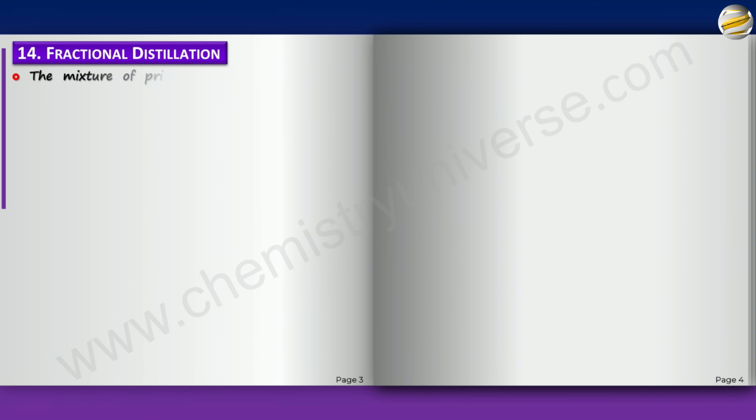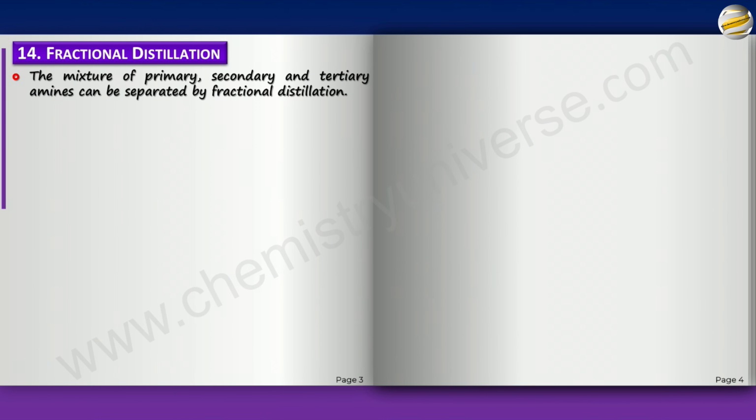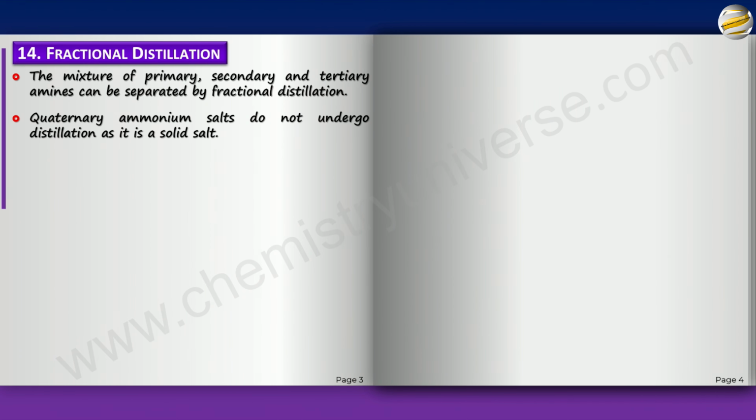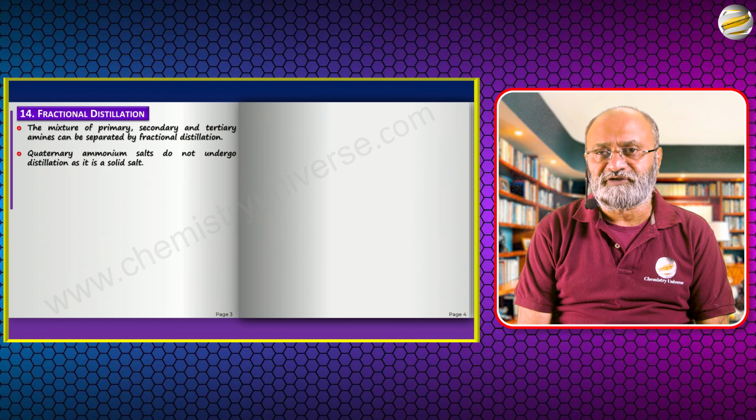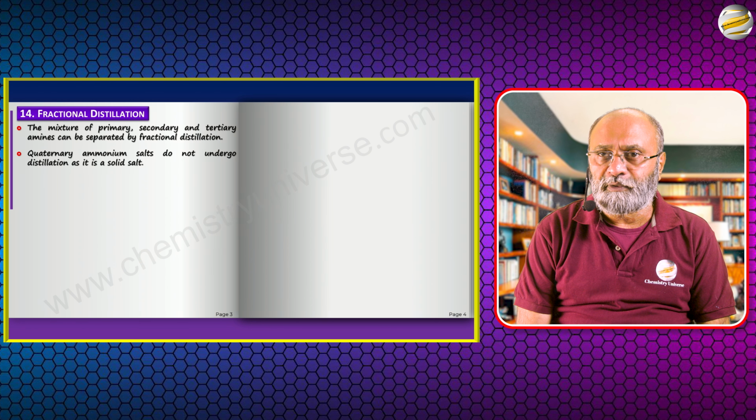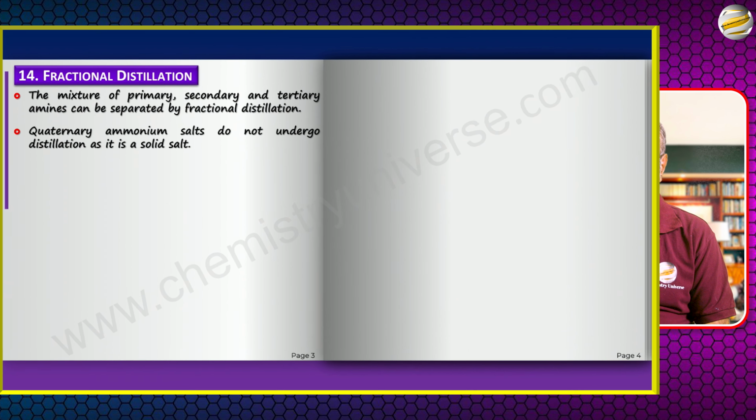The next one is called fractional distillation, which we already know what that is. The mixture of primary, secondary and tertiary amines can be separated by fractional distillation. And quaternary ammonium salts do not undergo distillation as they are solid. And we've already discussed in physical properties of amines that primary amines have higher boiling points than secondary, which have higher boiling points than tertiary, because of hydrogen bonding. So that way they would be distinguished.